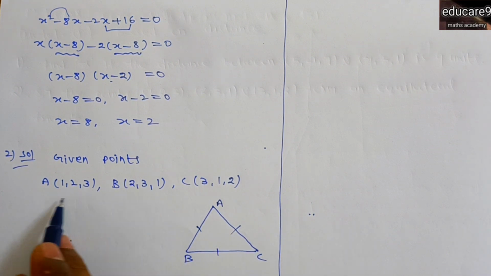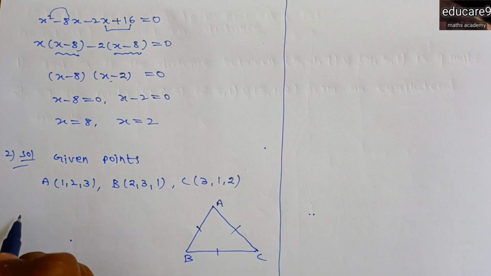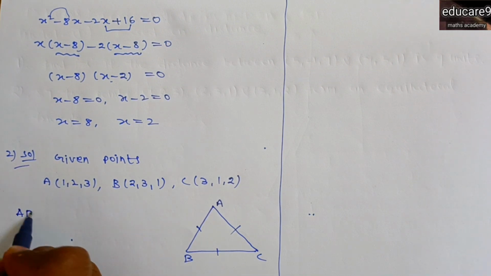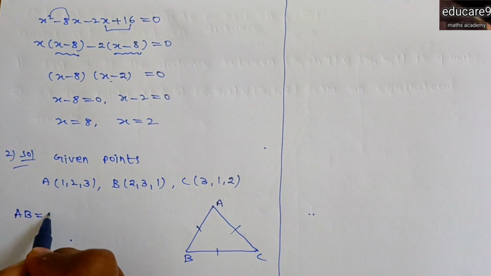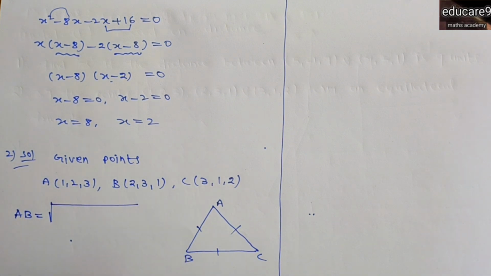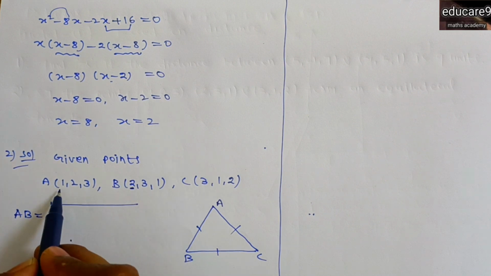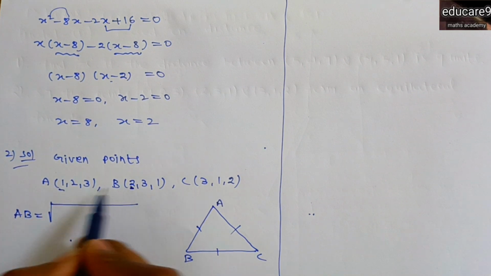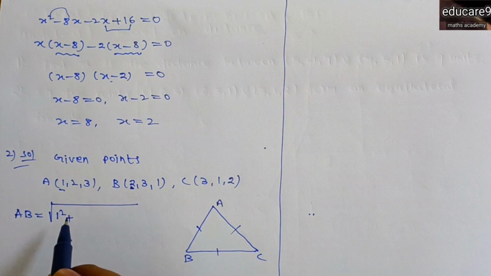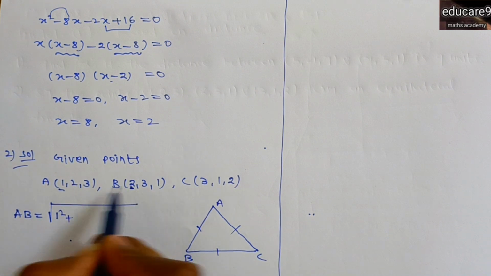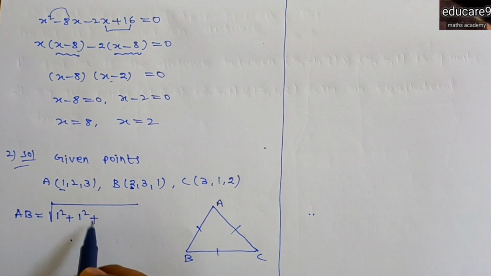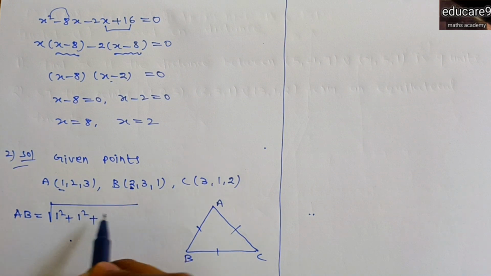So first we can find distance between AB. So here AB is equal to, we know the distance between 2 points formula, square root of x2 minus x1 whole square plus y2 minus y1 whole square plus z2 minus z1 whole square. First, difference of the x coordinates, x2 minus x1, that is 2 minus 1, 1 square. Next, y2 minus y1, 3 minus 2, again 1 square, plus 1 minus 3, that is minus 2 whole square.